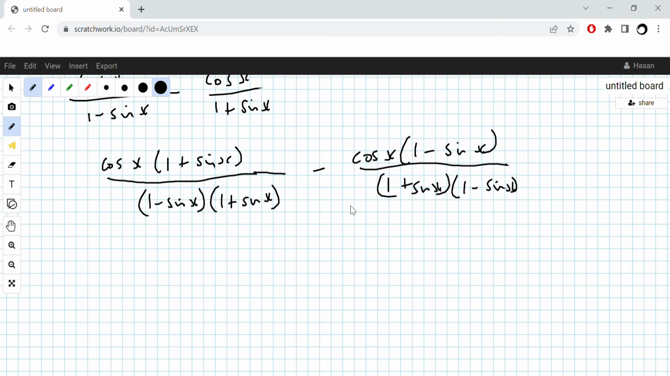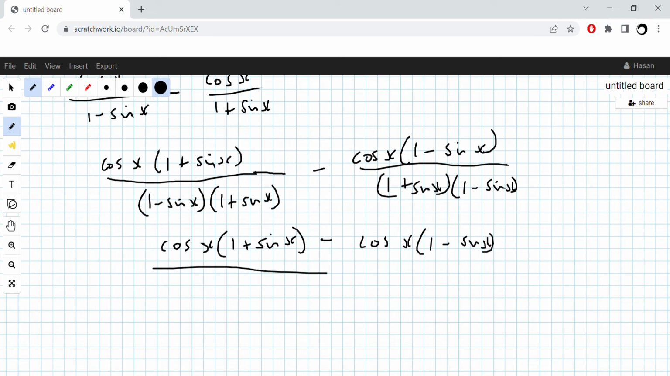So now we have this, and as the denominator is the same, we can bring everything together. Cos x times 1 plus sine x, minus cos x times 1 minus sine x, all over 1 minus sine x, 1 plus sine x.